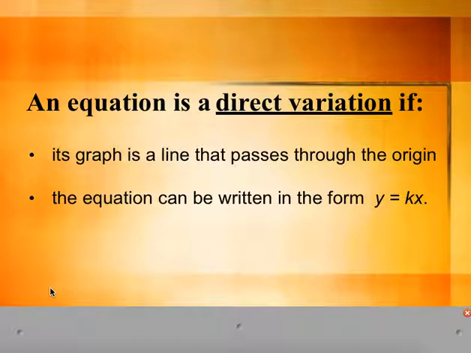So we can know that we have direct variation. It will look like two things on the graph. Number one, the graph goes through the origin and it's a straight line. So those are the two big things on the graph that show us it's direct variation. Second, the equation can be written in the form of y equals kx. We have that constant of proportionality that says how much we are increasing or decreasing by. So this is direct variation.